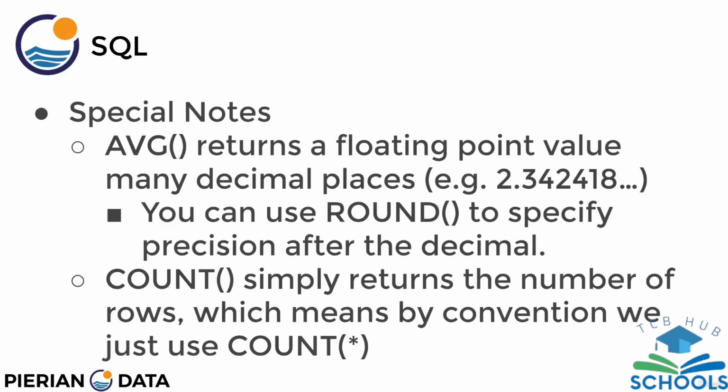Some special notes to keep in mind for certain aggregate functions: the average call returns a floating point value many decimal places long. So for example, it could be something like 2.342418, etc. And you can use the round function on top of average to specify precision after the decimal. So we'll see that in this particular lecture. And keep in mind that count simply returns the number of rows, which means by convention we could just use count asterisk in order to see the number of rows. We can either pass in a specific column or just an asterisk since it's essentially the same thing. But we've already discussed that before.